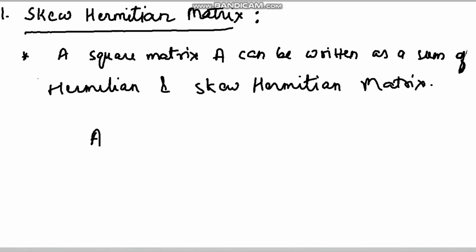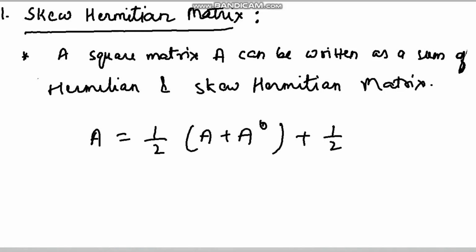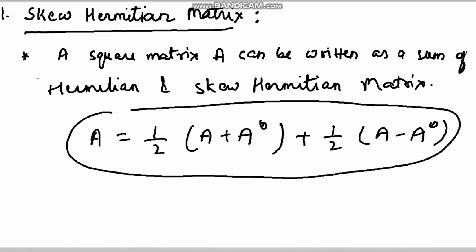Okay, and please pardon my handwriting because I have just started, so I actually do not have the habit yet, but slowly I will learn. Okay friends, so we can write it in the form of the sum of its Hermitian and skew Hermitian matrix. Like a matrix A can be written as 1 by 2 (A plus A theta) plus 1 by 2 (A minus A theta).